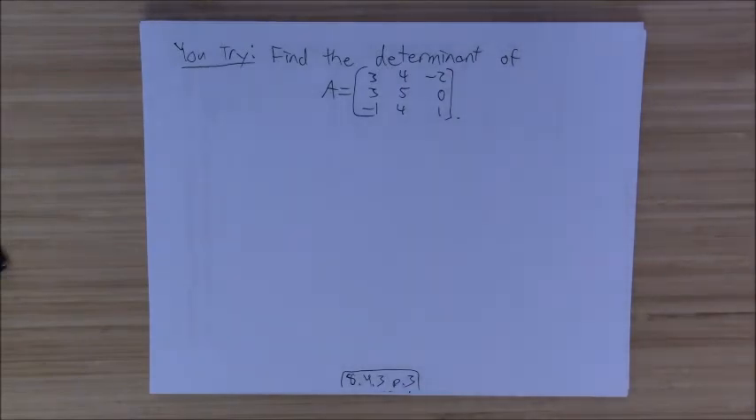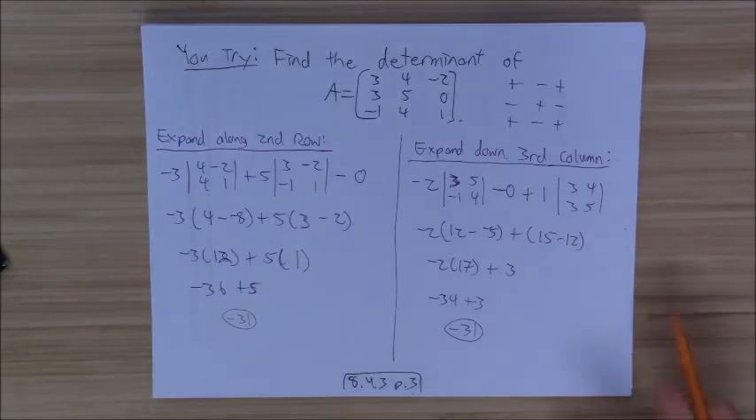Now it's your turn to try an example. So go ahead and find the determinant of the following matrix A. Keep in mind that it's good to try to pick a row or a column that has a 0 in it, okay? Hint, hint. And on the count of 3, I'll reveal the solution. 1, 2, 3.